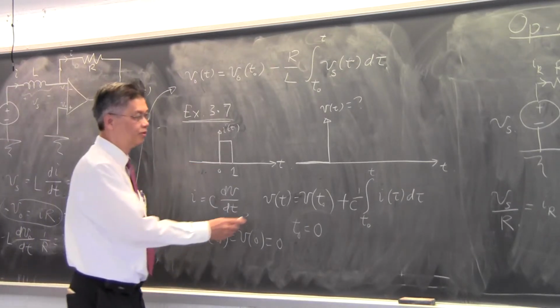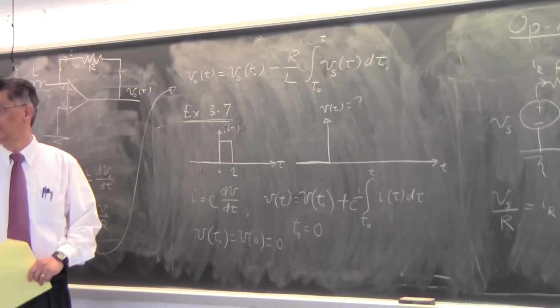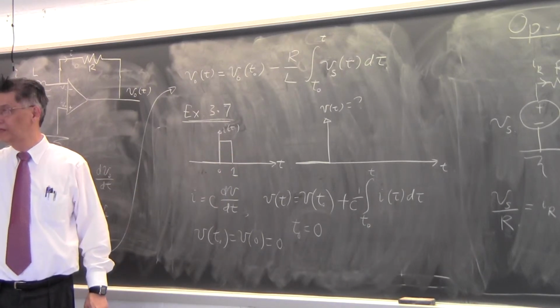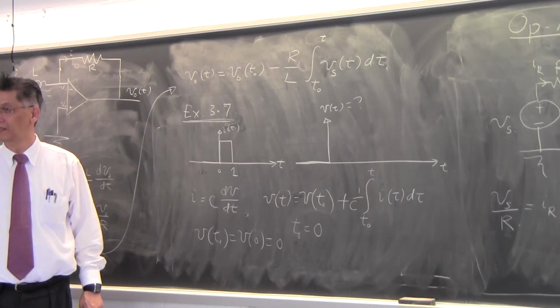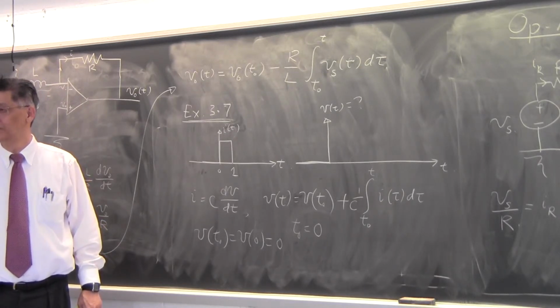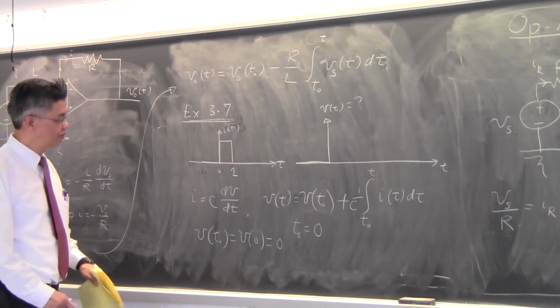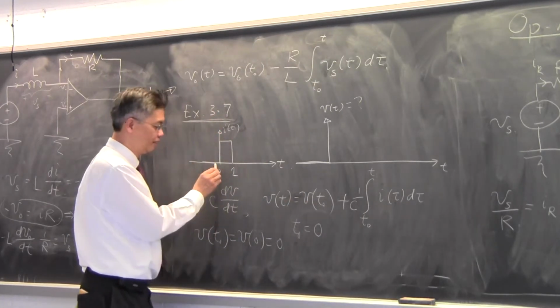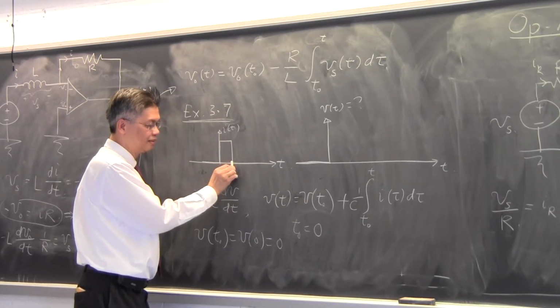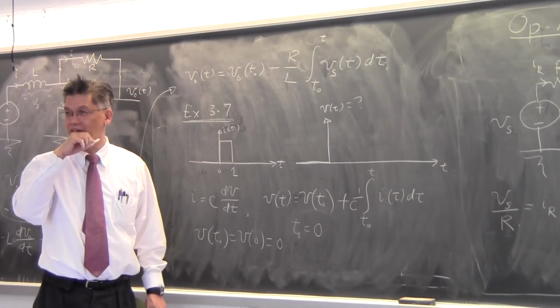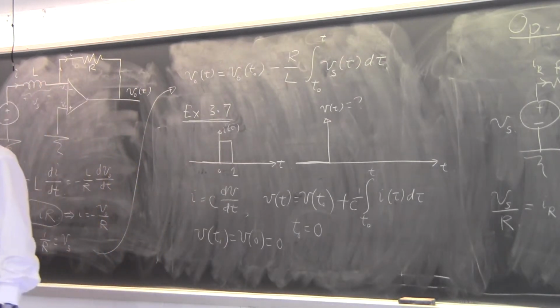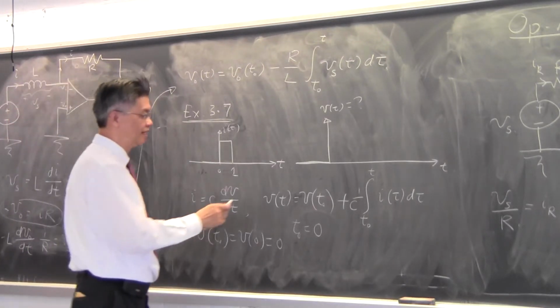If you integrate it, what do I get over here? If I integrate it pictorially in my mind. 1 by C? What is 1 by C? The integral would be the area under the curve, which is 1 in this case. No, I'm actually integrating bit by bit. I'm integrating as I move my t. What do I get over there? A positive slope, very good. What we call a ramp function in engineering.